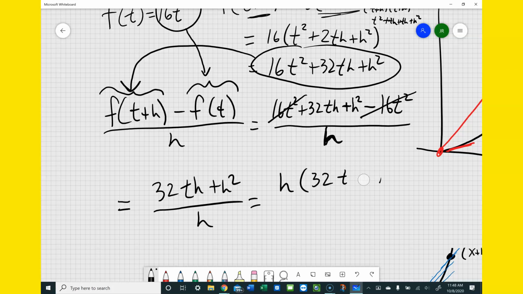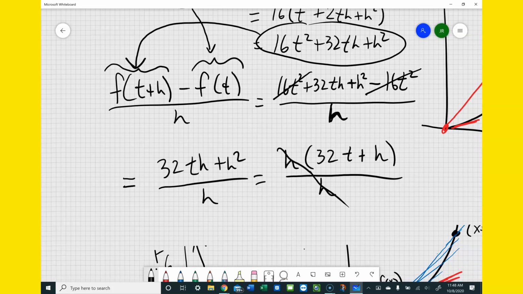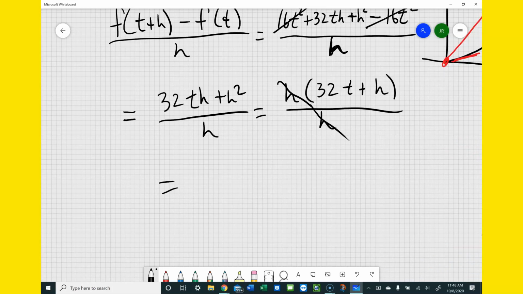I know that handwriting is just not easy to read. All over h. And now what happens? The h's cancel. So what does that leave me with? That leaves me with 32t plus 16h.